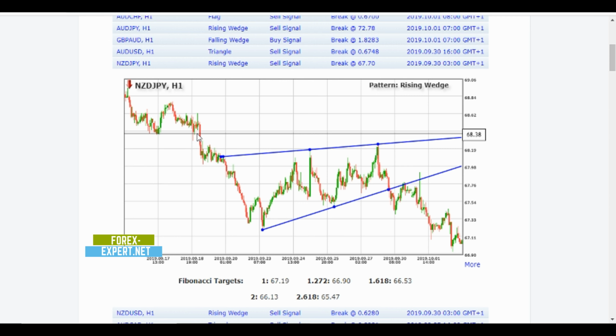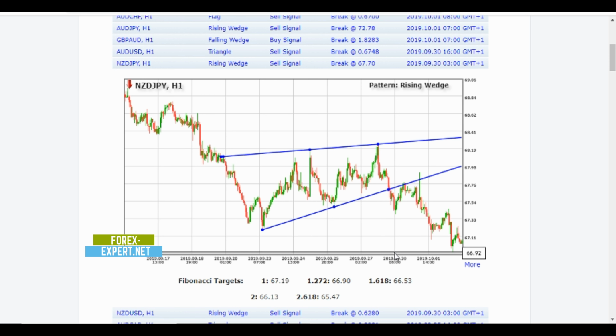We got a rising wedge, a break at 67.70. We had a little pullback, and the price went down to 66.92.